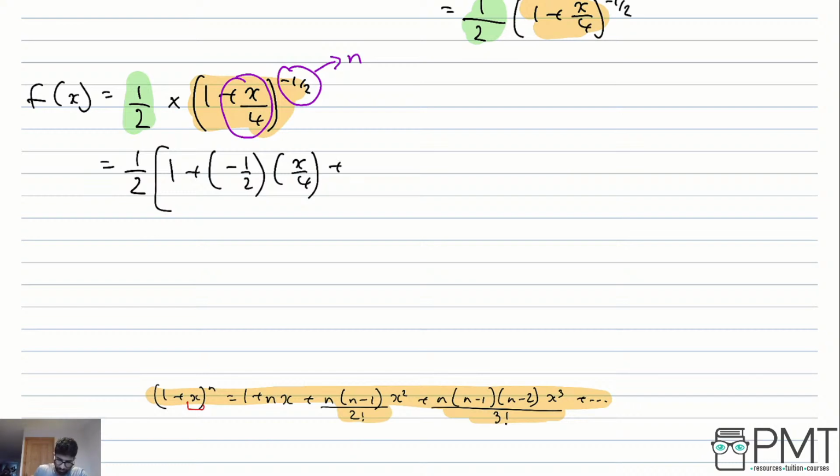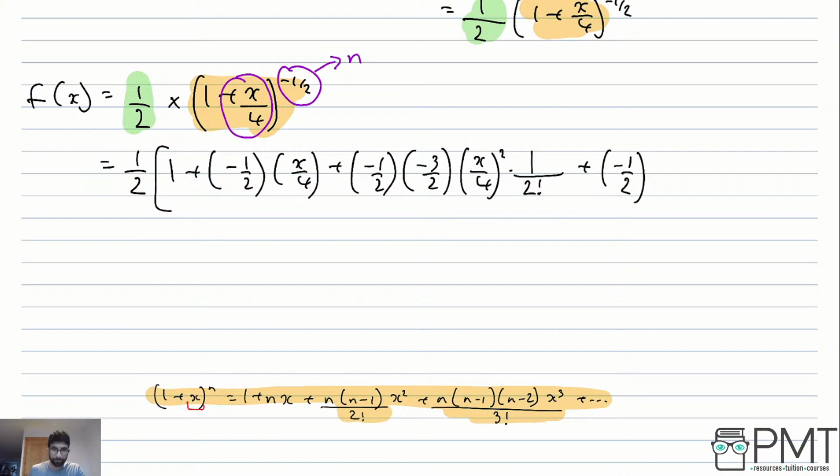Then we have n minus 1, x over 4 squared over 2 factorial. So I'm writing it as 1 over times 1 over. And then we need one more term, plus n, which is minus a half, minus 3 over 2, minus 5 over 2, x over 4 cubed over 3 factorial. And this whole thing is multiplied by a half at the front. So once you have this, you will only need to simplify the terms. Be careful, don't miss any numbers, any factors out.